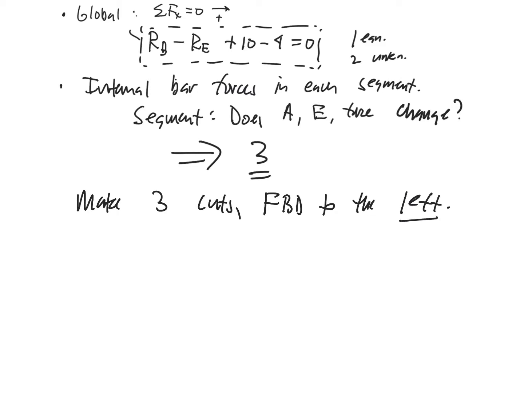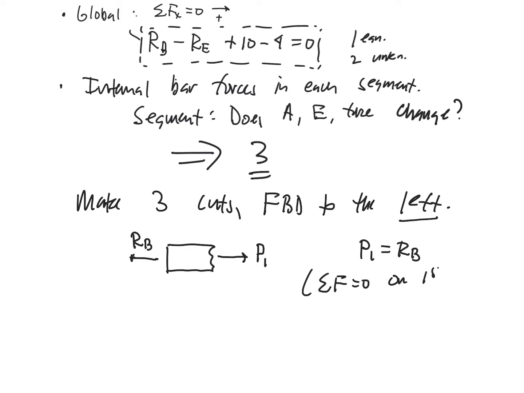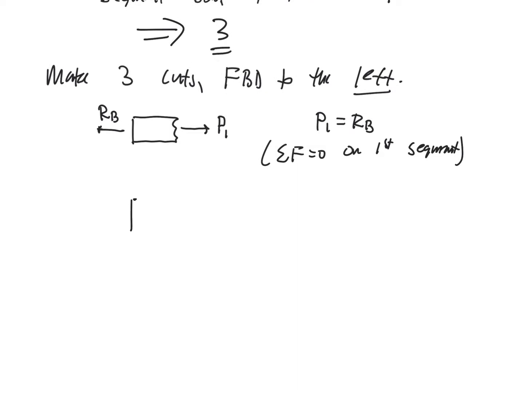Now, that is not the only way to do this problem, but in my opinion, it is the most efficient, the fastest, the quickest, and you're going to see how helpful that's going to be. So here's our first free body diagram. There is my first cut between points B and C. Then I've got RB going this way. There's no load in between B and C. All we have is the internal bar force, which I'll call P1 for bar number 1. That's a free body diagram. If we do the statics, we find that P1 is equal to RB. That is a result of statics, sum of the forces equal to 0, on the first segment. So not only do we do it for the entire structure, but now we're also doing it for just that first segment.